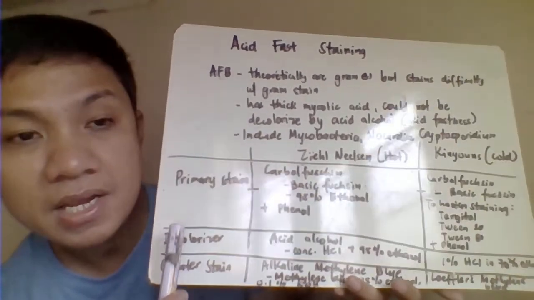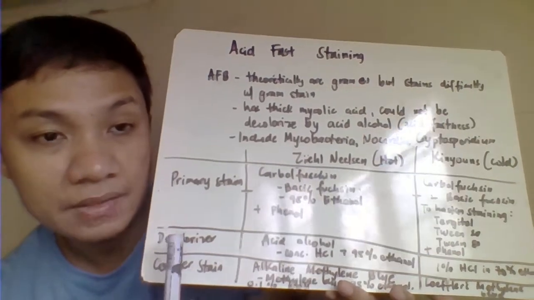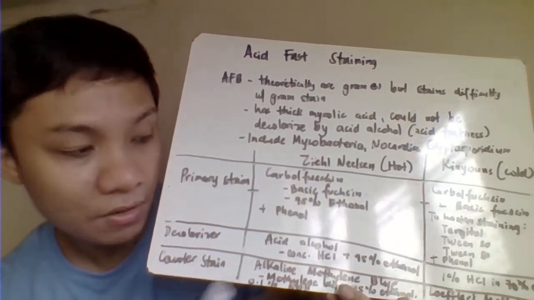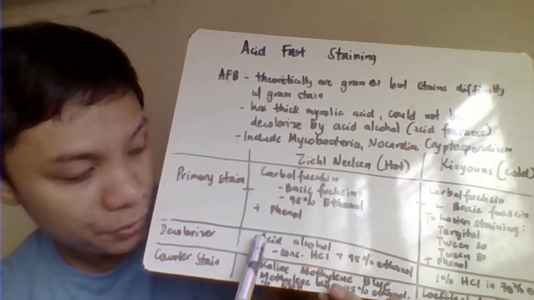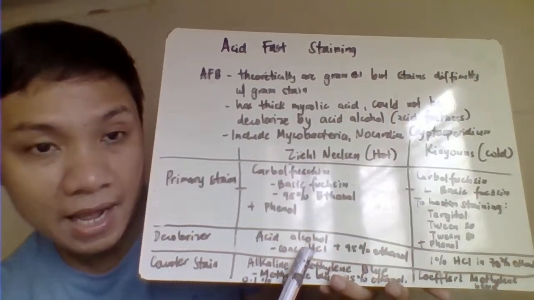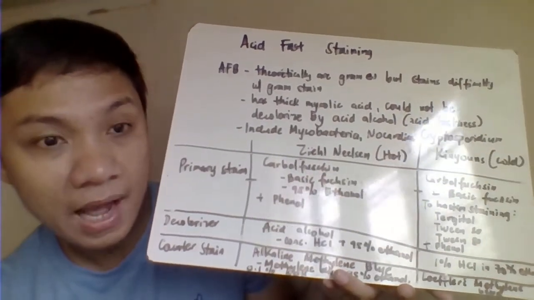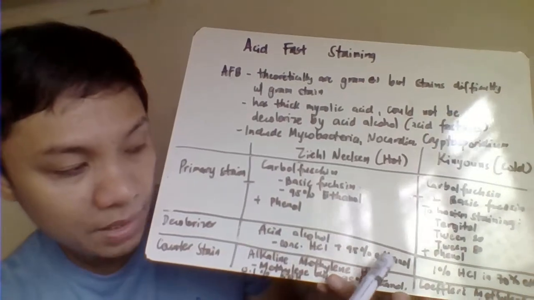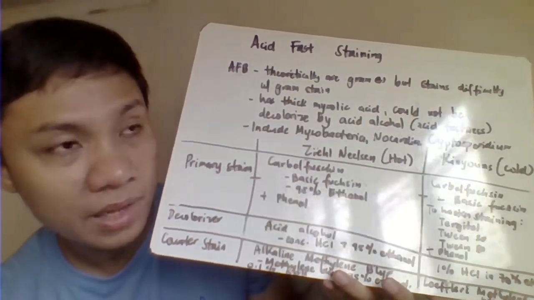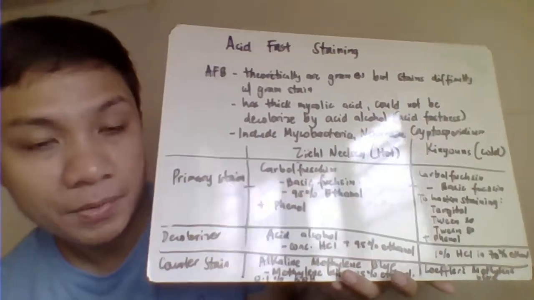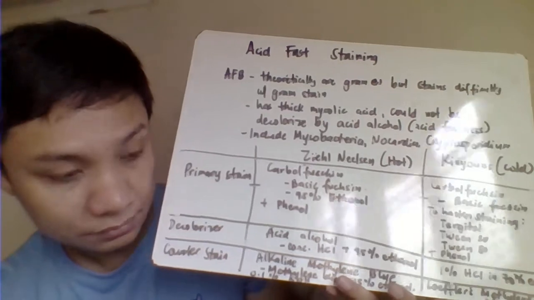The decolorizer in our acid-fast staining is in the form of acid alcohol. Acid alcohol because, here in the Ziehl-Neelsen, this one is a pure or concentrated acid, hydrochloric acid, in 95% ethanol, hence acid alcohol. Acid plus alcohol. Here in our Kinyoun, this one has acid in the form of just 1% hydrochloric acid in 70% ethanol.